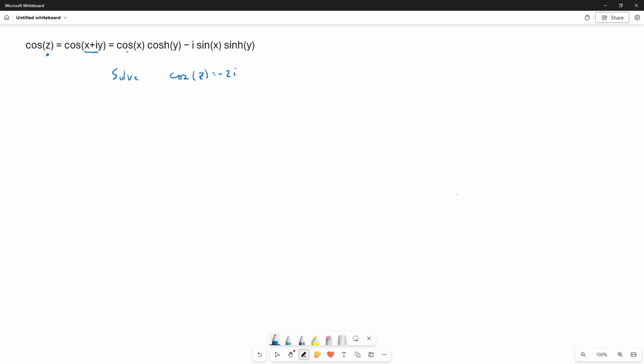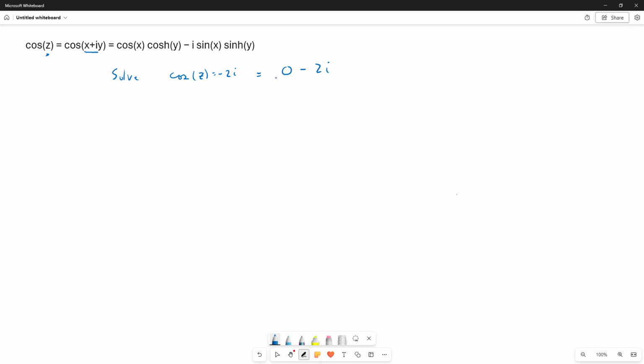So the real part is cosine x, hyperbolic cosine y, and the imaginary part is negative sine x, hyperbolic sine y. So if we would like to solve the equation cosine of z equals negative 2i, then we have to consider the real and imaginary parts of the number negative 2i. That's 0 minus 2i. So the real part is 0, and the imaginary part is negative 2.